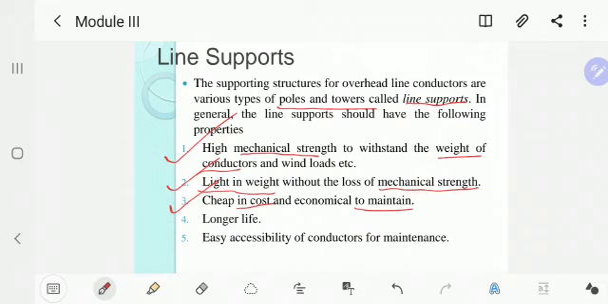I hope you remember the line support which I explained in the previous videos. The support normally used for supporting the conductors above the ground at a particular level. So these are known as the line supports.